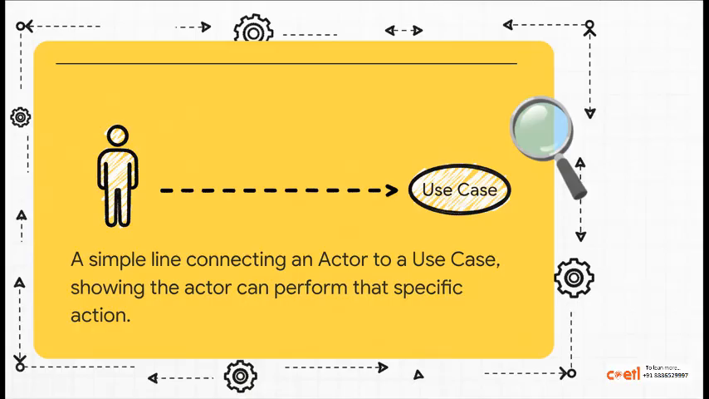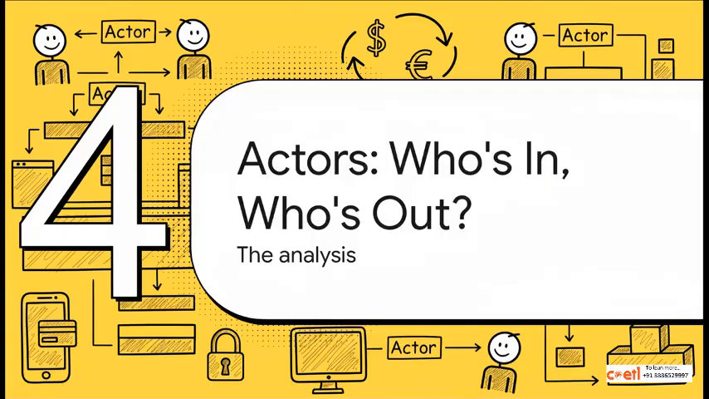It doesn't show a sequence of events. All it says is, this actor can perform this action. That's it. Simple, clear, no confusion. Okay, so we've got our building blocks. Let's put them to work and go back to our payment problem.